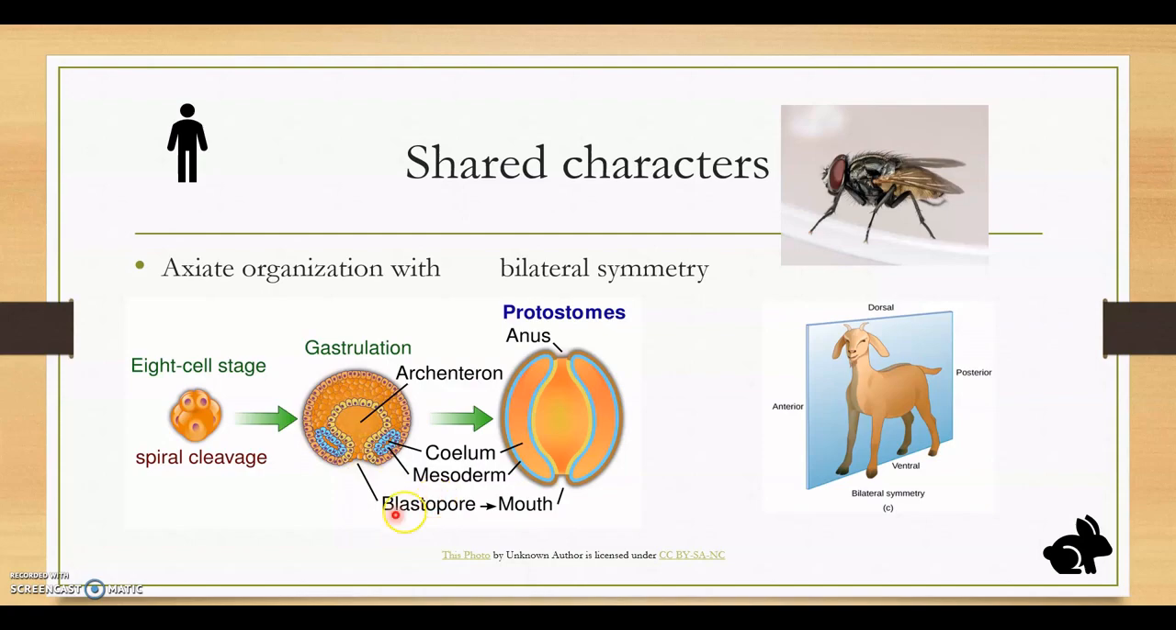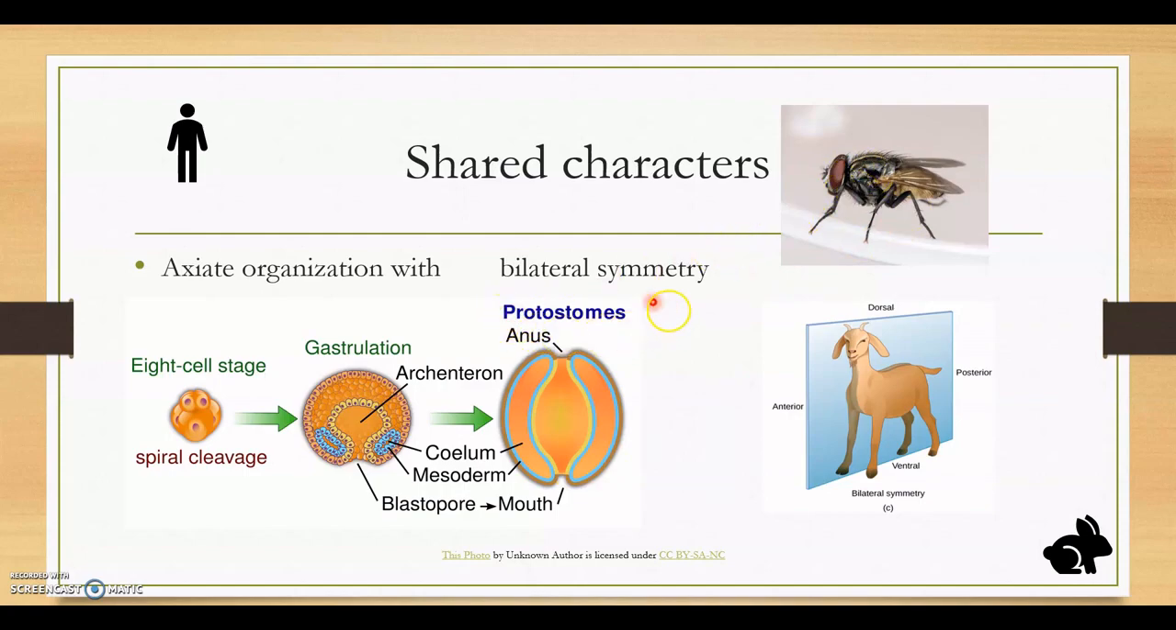Now there is an opening called the blastopore. In this organism, a non-chordate, the blastopore becomes the mouth. The mouth represents the anterior position, so this becomes the anterior position in non-chordates.